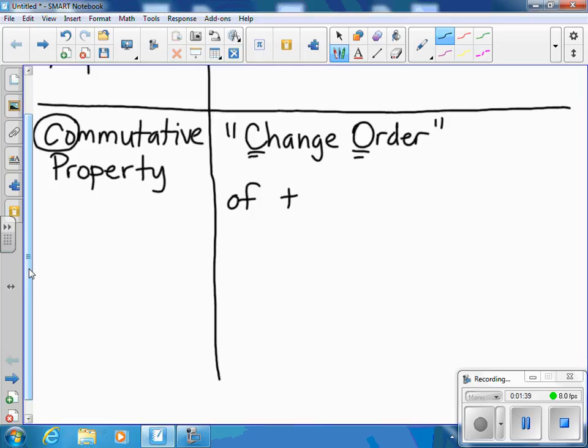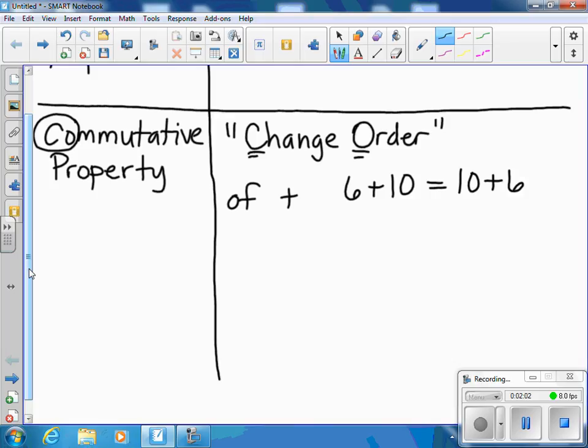So in the property of addition, right, an example would look like this. If you have 6 plus 10 on one side of the equal sign, then the commutative property says you can switch the order of those two numbers and get the same answer. So if we have 10 plus 6, both sides give us the answer of 16, right? And that's what the commutative property is about, changing the order and still getting the same answer.